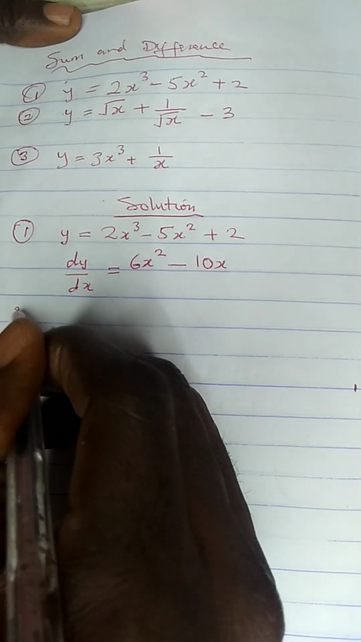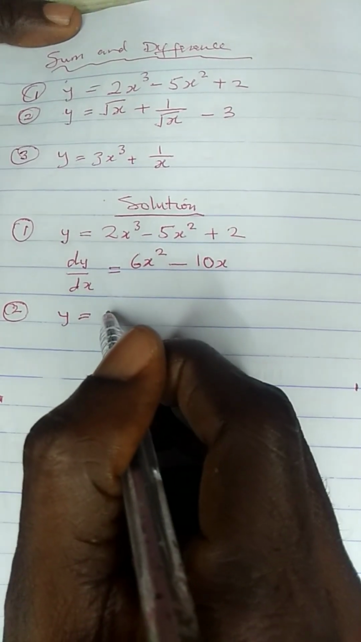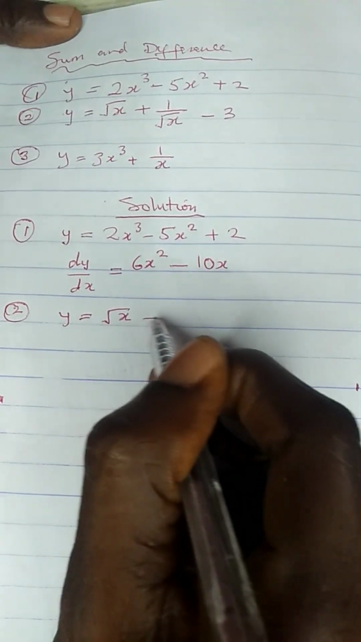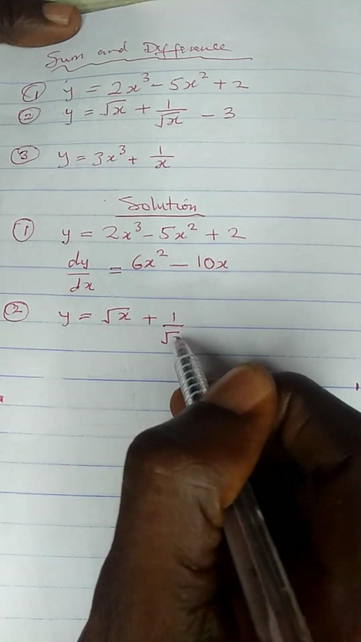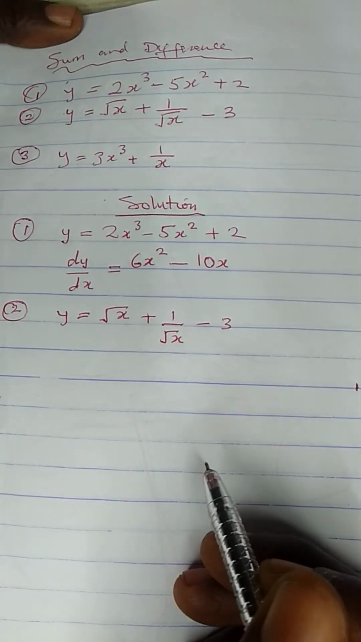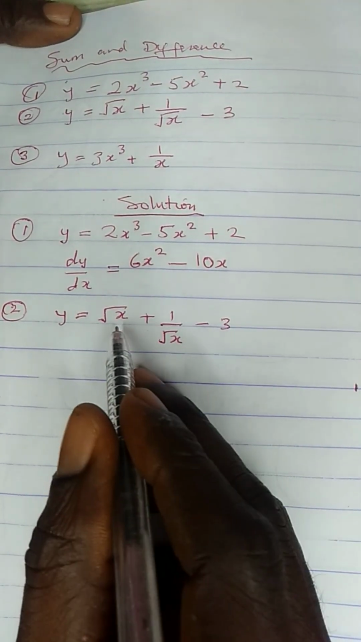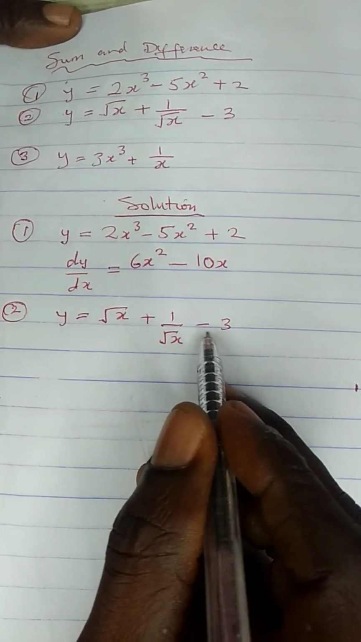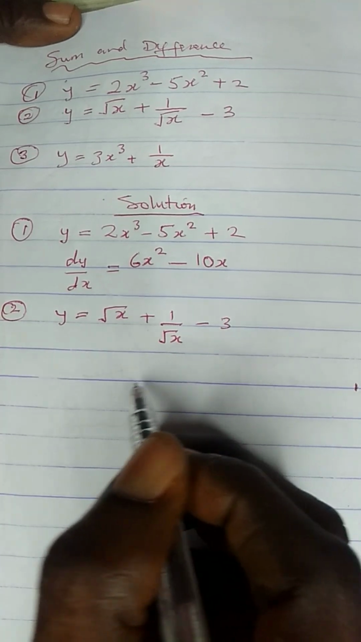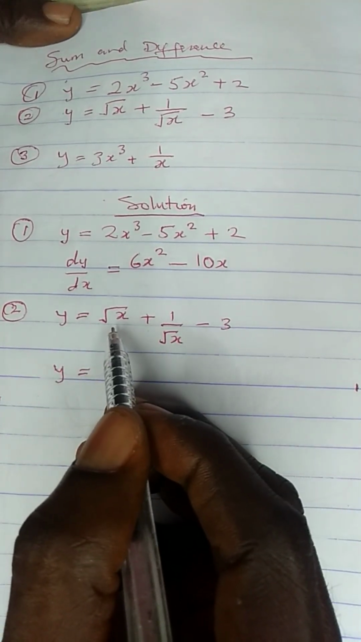Now, number two, if you're asked to find dy/dx when y equals square root of x plus 1 all over square root of x minus 3. Now, if you want to find dy/dx here, you are going to be differentiating each of these, then you add them or you subtract them from one another. So here, our y equals, we are going to be simplifying the square root first.